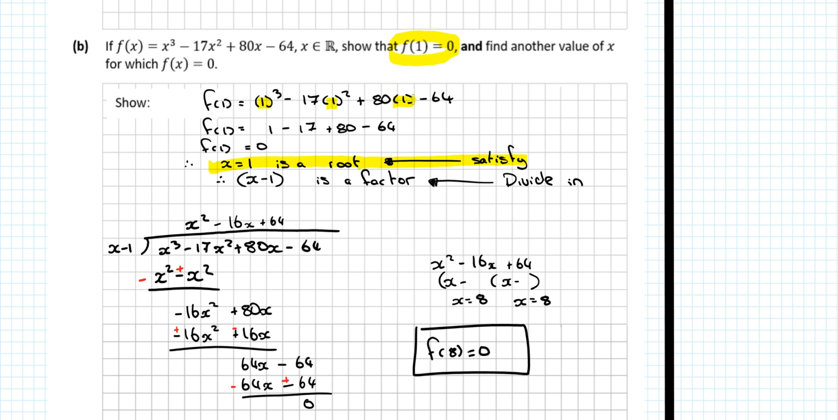So I'm subbing in 1 wherever there's an x. I'm multiplying it out, and I get 0 at the end. So therefore, x is equal to 1 is a root. I also know then that x minus 1 is a factor, and that the factors divide in evenly. Okay, so the second part of the question, find another value of x for which f of x is equal to 0. So another way of them saying this is find the other roots.